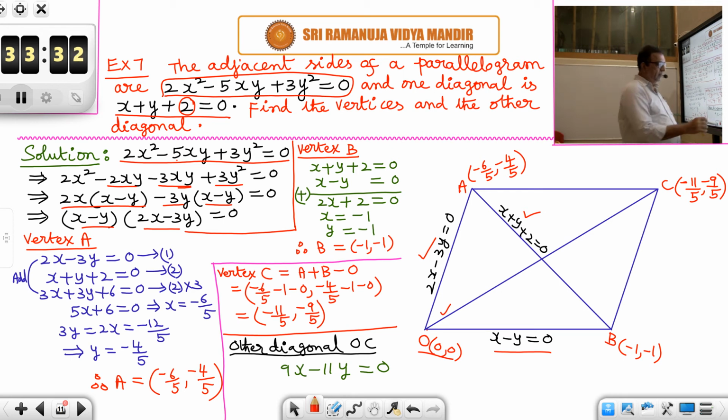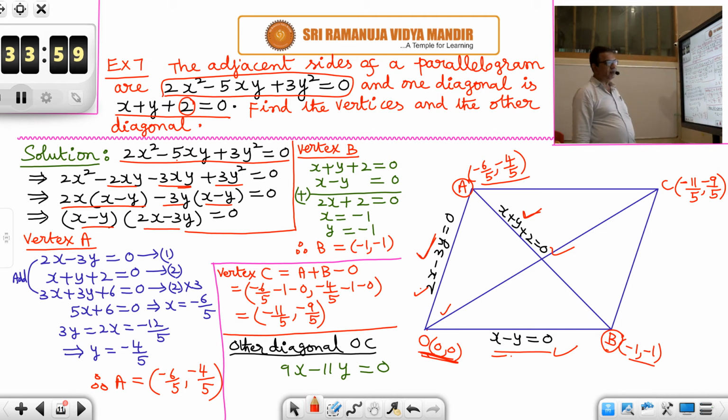Okay. Now, this point A can be obtained by solving this equation and this equation. This point B can be obtained by solving this equation and this equation. And this origin is anyhow the point of intersection of this line and this line. So, we got A as minus 6 by 5, minus 4 by 5, B as minus 1, minus 1. So, solving the equations you can do easily. So, in a parallelogram, three vertices are known. Origin is one vertex, A is known, B is known.